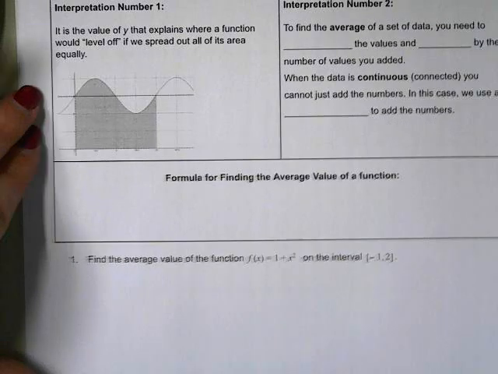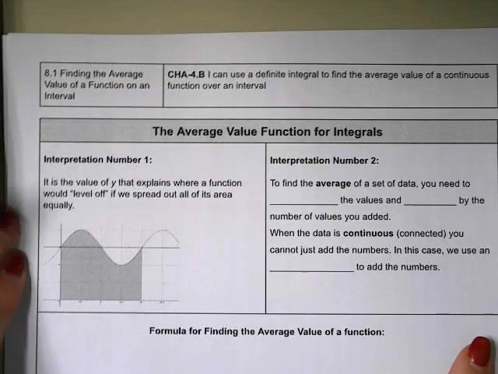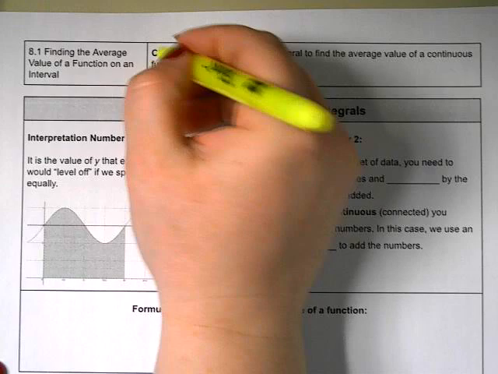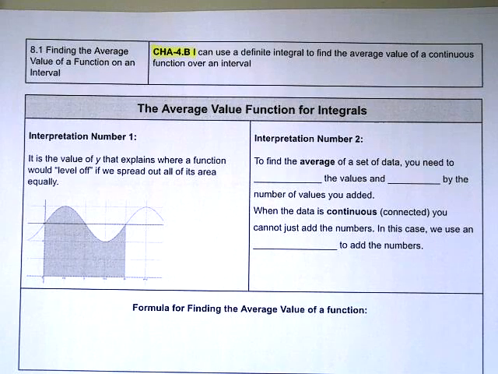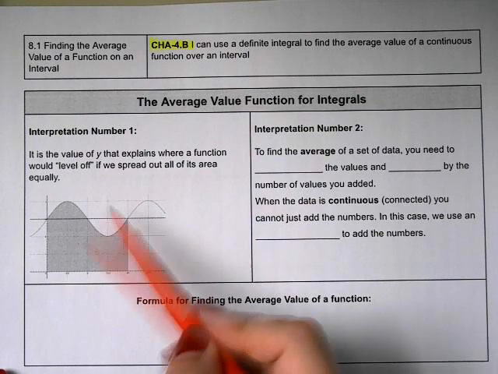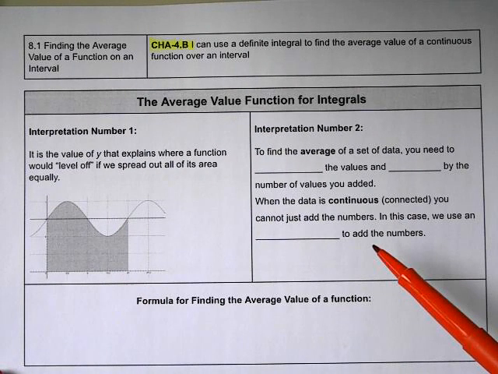Now we're going to actually get into the new stuff here. So now we're talking about average value. You'll notice your learning target is up here. I can use a definite integral to find the average value of a continuous function over an interval. So let's talk about what average value actually means. We can think about it two different ways. Here's more of a visual way, and then we're going to talk about it in terms of words.